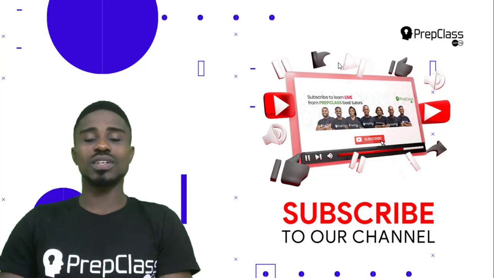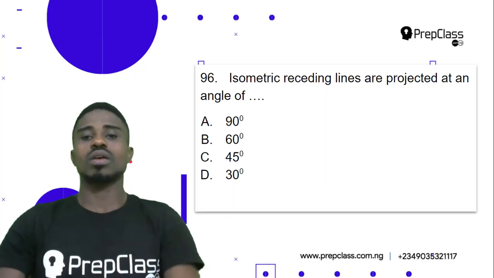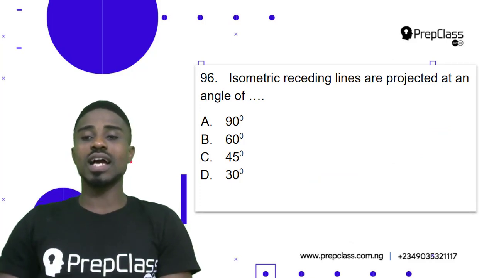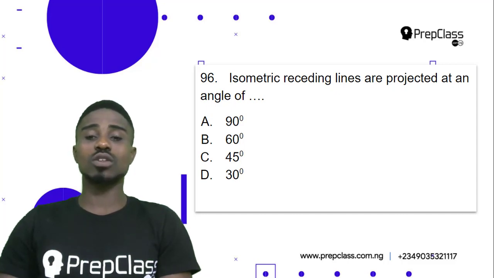Without further ado, let's zoom in. Question 96. Isometric receding lines are projected at an angle of A, 90 degrees, B, 60 degrees, C, 45 degrees, D, 30 degrees. For us to carefully select the correct answer, we need to know which exact option is our correct answer, and that will be how to get it done.